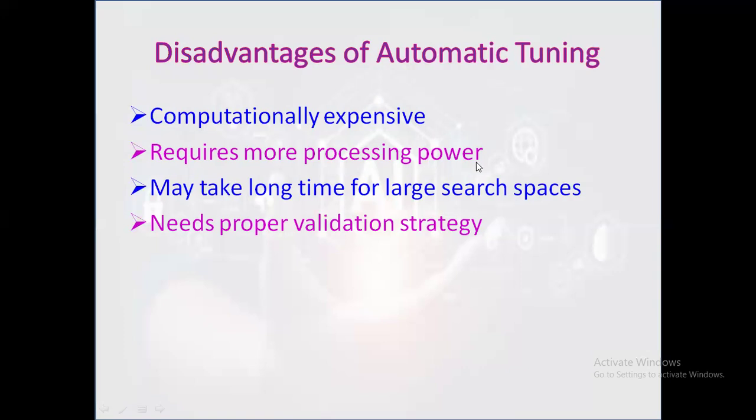It requires more processing power. Large search spaces and deep models demand high performance hardware such as GPUs or distributed systems. It may take a long time for large searches. If the parameter ranges are wide, tuning may take hours or even days to complete, and it needs a proper validation strategy. Incorrect validation methods can lead to overfitting to validation data and reduce real world performance.